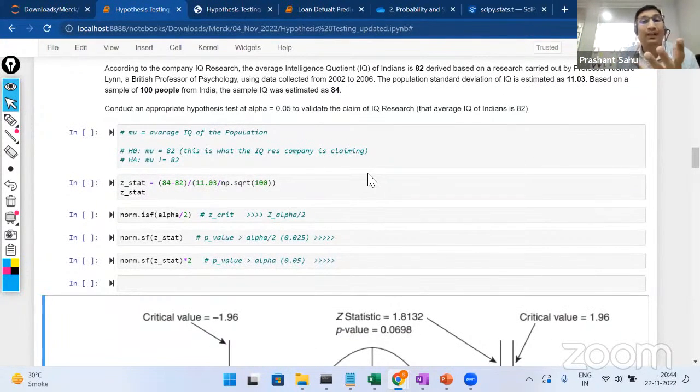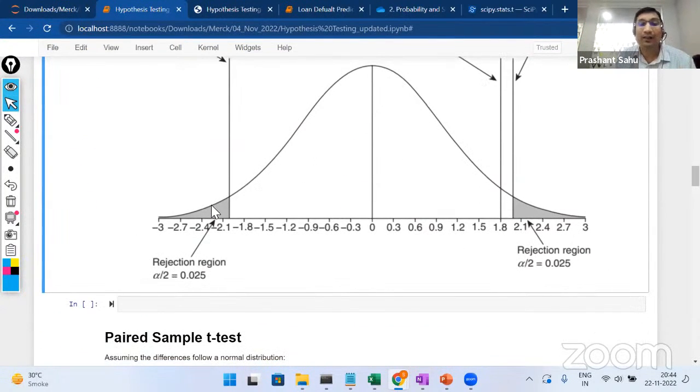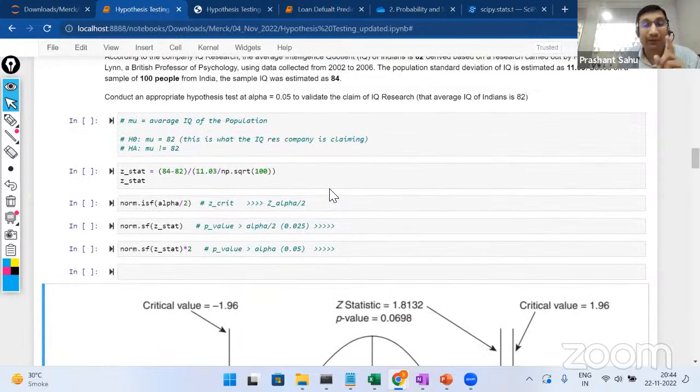So this 5% is the cumulative probability for rejection in total. One half of that alpha will be on the lower side, and one half of the alpha will be on the higher side. So you are going to compare your p-value with alpha by 2. That is one big difference.